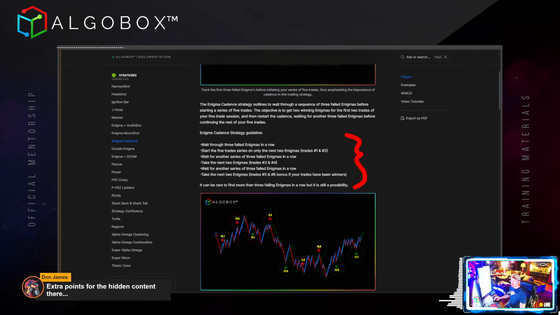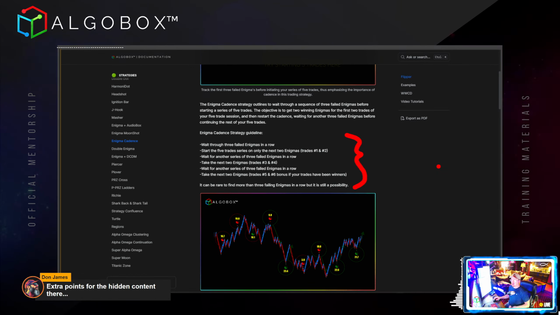If you could, close out all your other charts, have one chart with just Enigmas, and literally take everything else off of your charts. You're going to go classic Enigmas only. People have asked me that before: what if I just want to play Enigmas by themselves, nothing else? Then Enigma Cadence is what I would tell you to do.